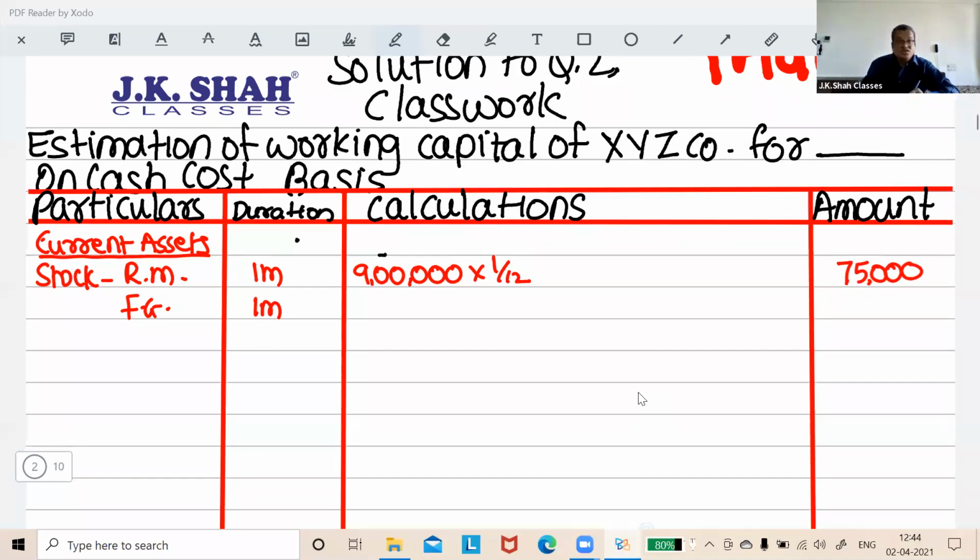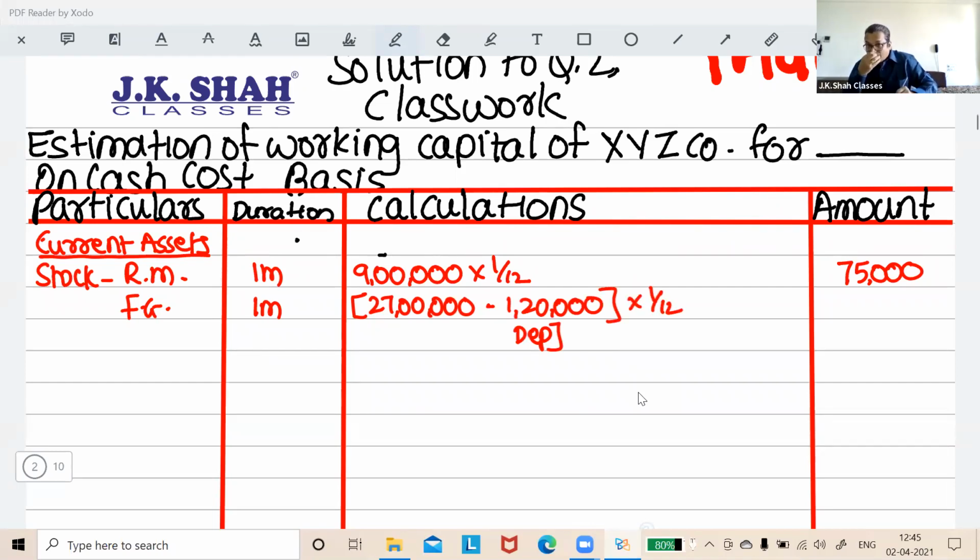Okay. Stock of finished goods is on cost of goods sold or cost of production. But then you know that 27 lakh is given over there. But guys, which method? It's a cash cost method. Correct. So from this, I will have to subtract that depreciation of 120 that you calculated. So whatever is left out into 1 by 12. So that comes to 2580 divided by 12. So 2,15,000. Did you get this amount? 2,15,000 every month? Yeah? Okay.